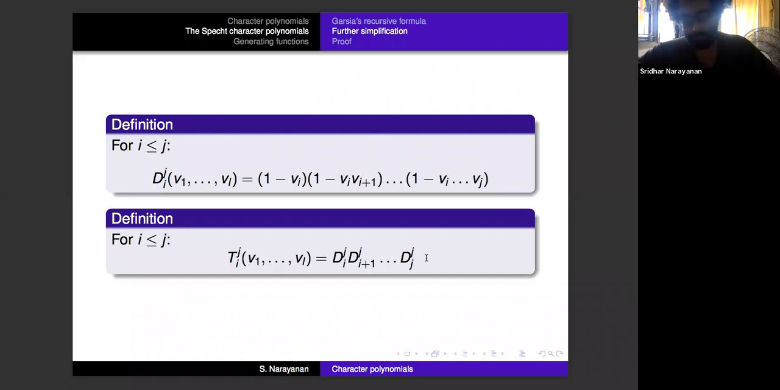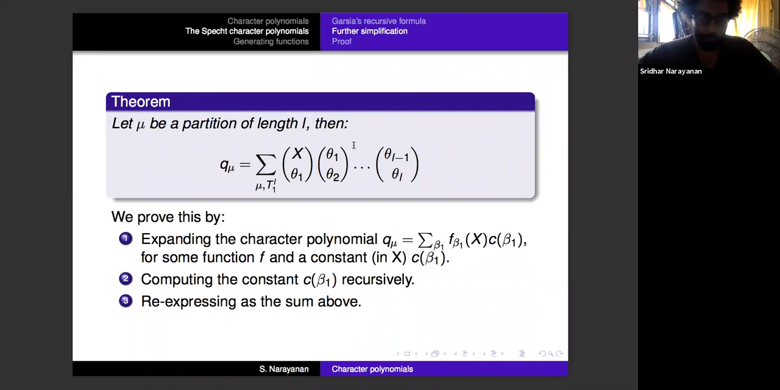These definitions seem like they have no motivation, but they're useful, they get used later on. So that's why I'm defining them now. So now that we've defined all these terms, what we aim to prove is that the spec generating function is the sum over mu and over this polynomial T1L of the following thing.